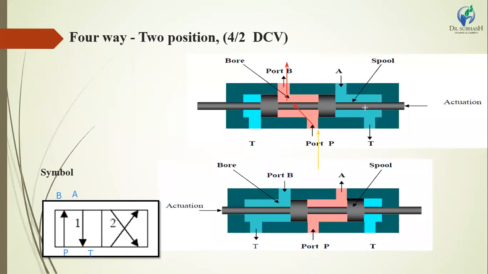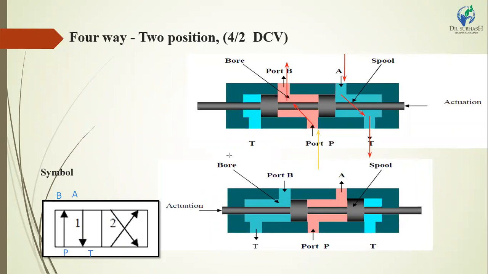And on the other side of the four-way valve, the oil passes from A through the direction control valve and returns to tank T. Here it shows that oil passes from point A and returns to the tank. This is the first position.